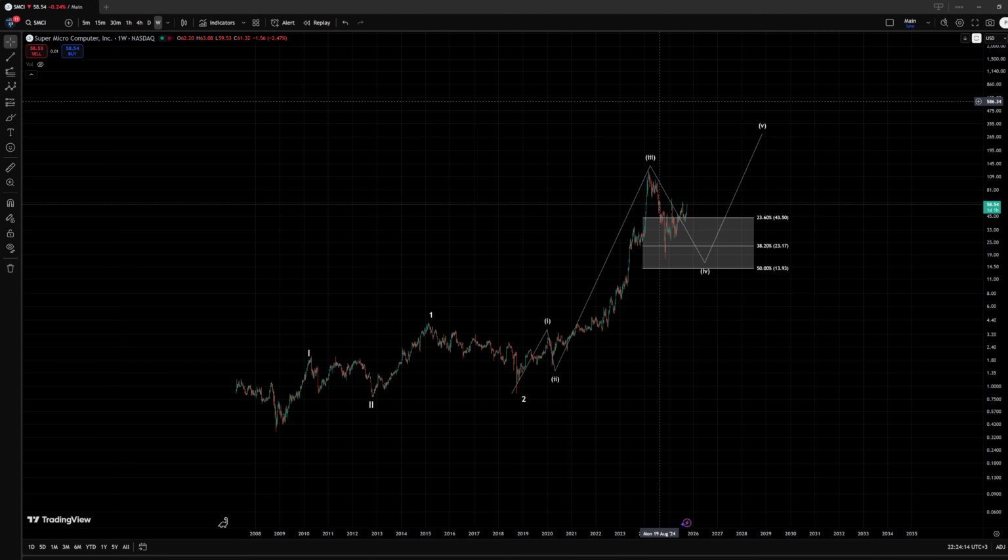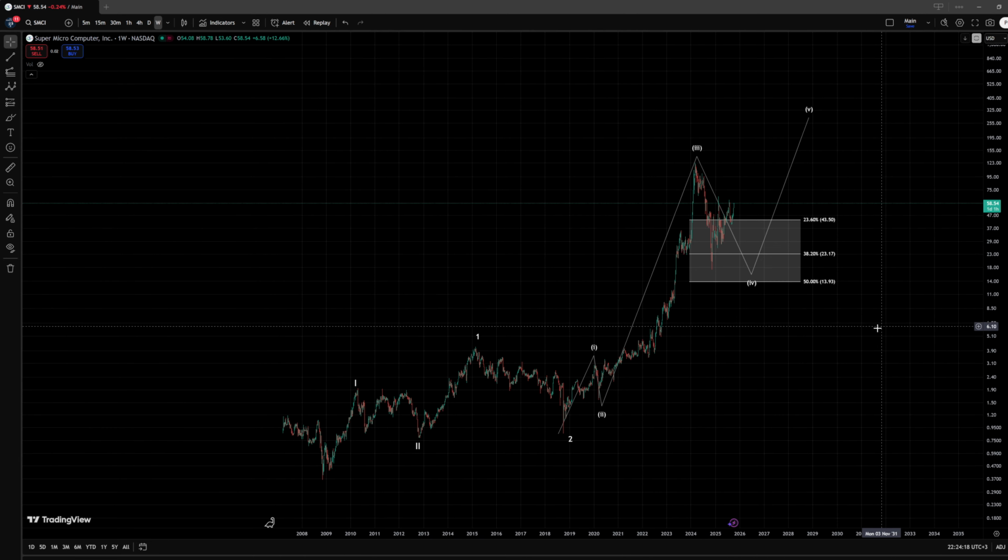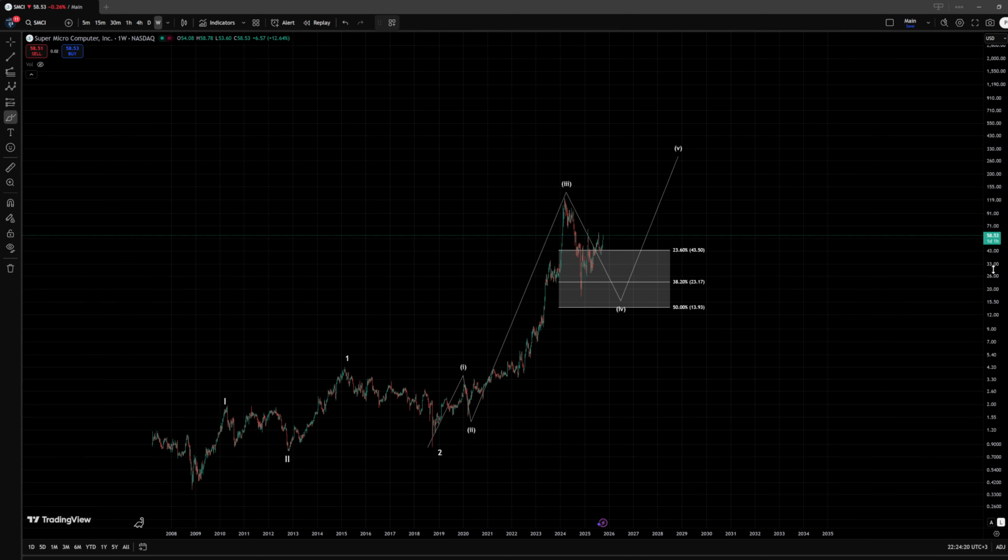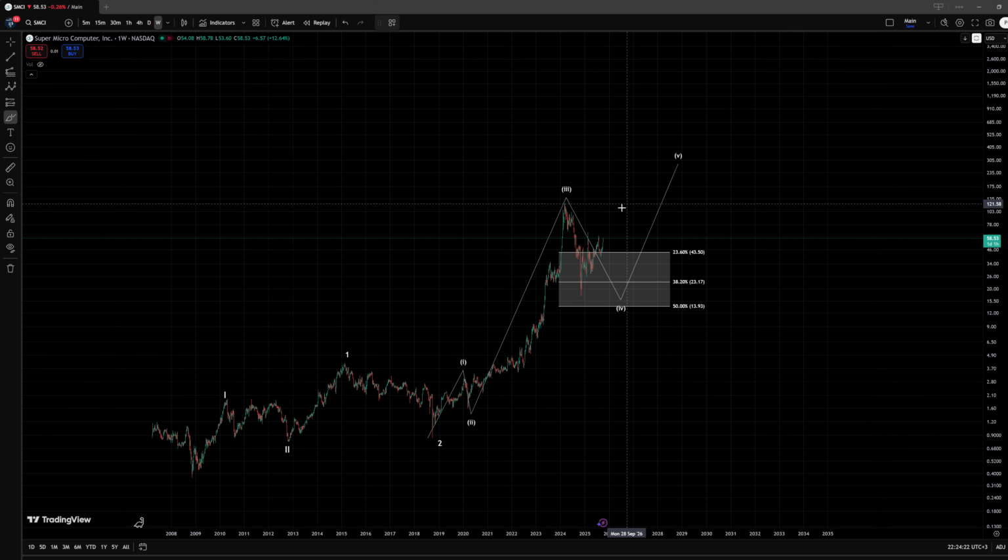In this video we are looking at Super Micro Computer. It is time for another update, and on this chart we are still tracking the idea of an impulse forming to the upside. Now, multiple counts, multiple scenarios are very much possible on this chart, but I would like to still continue to track an impulse as long as possible, especially since that would be the first count to get the first scenario to get invalidated.